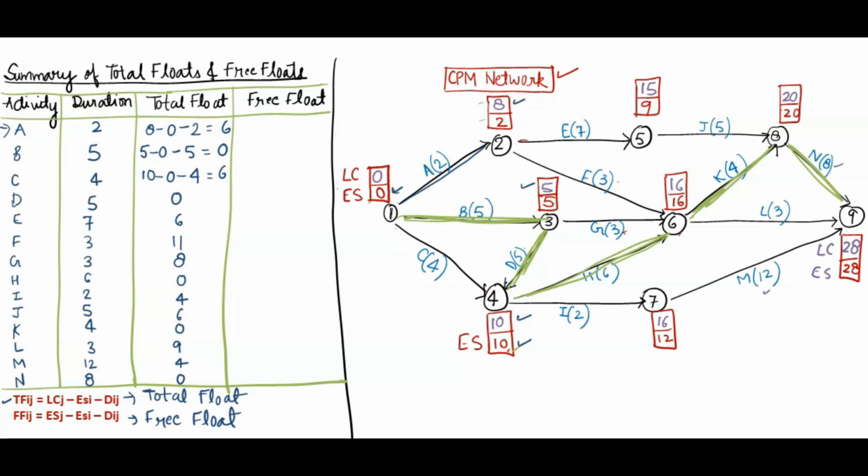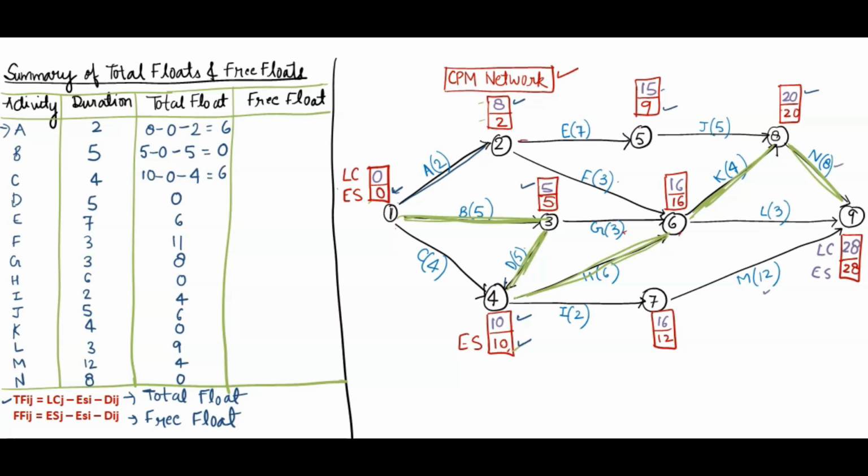Or else if you want to check the J activity, because here we have something different. So for J activity it is coming from 5 to 8. So the ending node LC is 20. For J activity I am telling. Ending node LC 20 and starting node ES is 9.